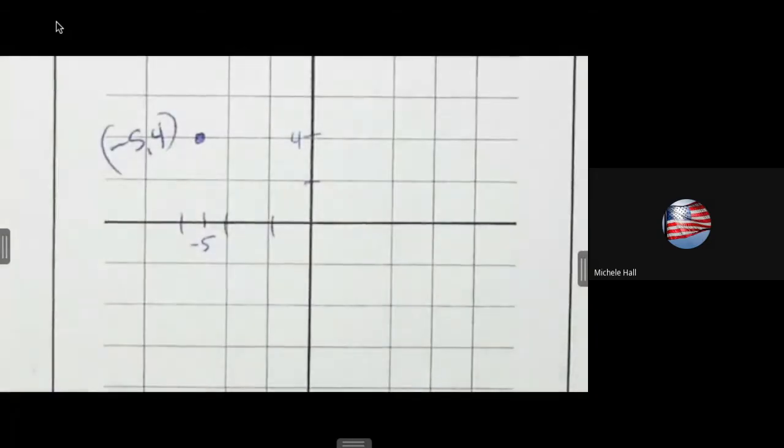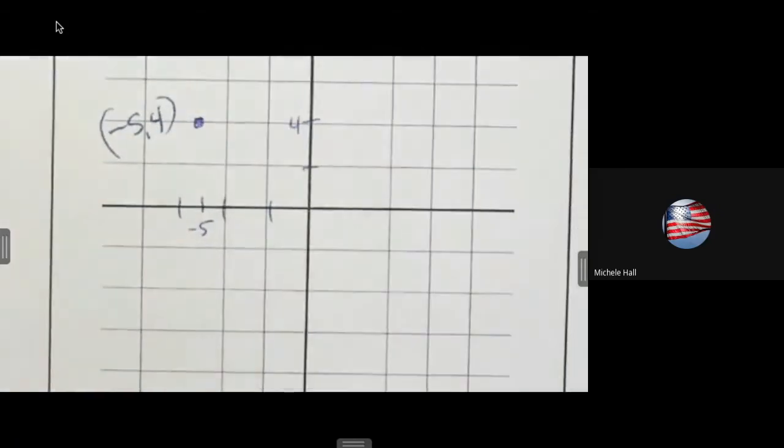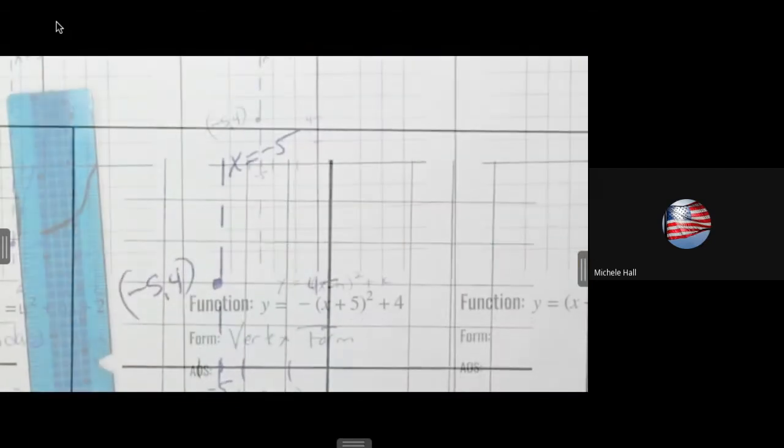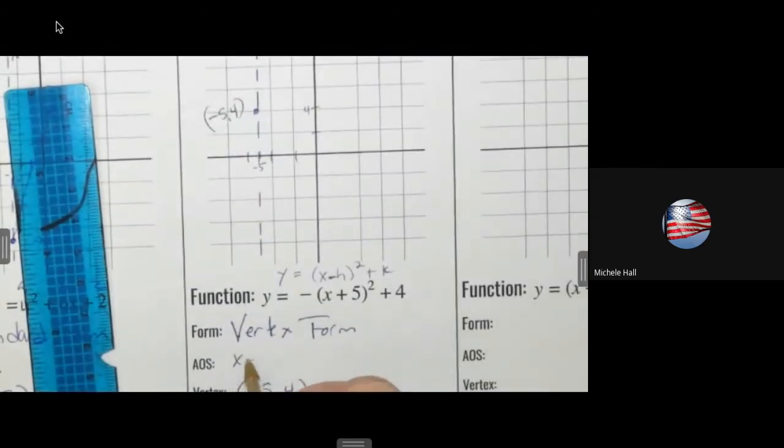There's my vertex. It's named vertex form. It was great to look for the vertex first. And if I have the vertex, I also have the AOS. Where's the AOS then? It's going right down through negative 5. X equals negative 5. I've labeled it. AOS is x equals negative 5, the equation of a vertical line.